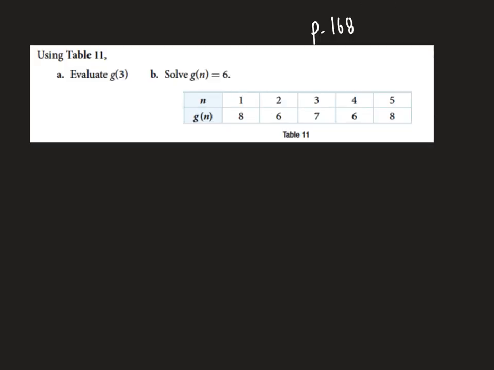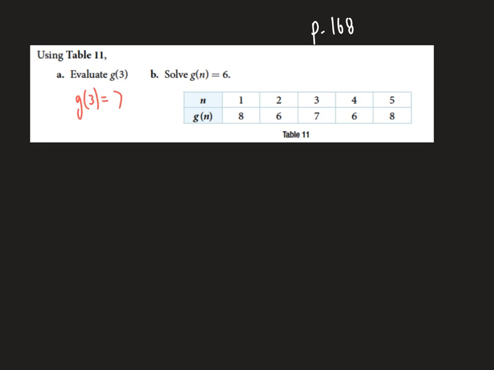So we can use tables also to evaluate functions. Let's look at what they're saying here, g of 3. This is g of n, so g is a function of n. So n must be my input, and g would be my output. They're saying, let's make the input 3. What's the output when the input is 3? Here's my inputs, and the output associated with that is 7. So using a table to evaluate a function, g of 3 is 7.